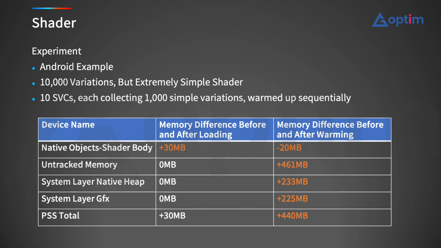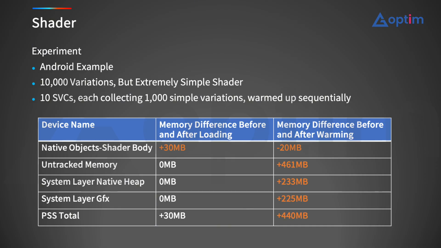First, engine-level memory. Inside Unity profiling tools, we tracked two components: shader native object memory and untracked memory. Interestingly, shader base memory increased by about 30 megabytes, but after warm-up, some memory metrics actually decreased. This is a somewhat unusual phenomenon. Another important metric is untracked memory. Many projects struggle with this category, because engine profilers alone cannot reveal the full memory picture.